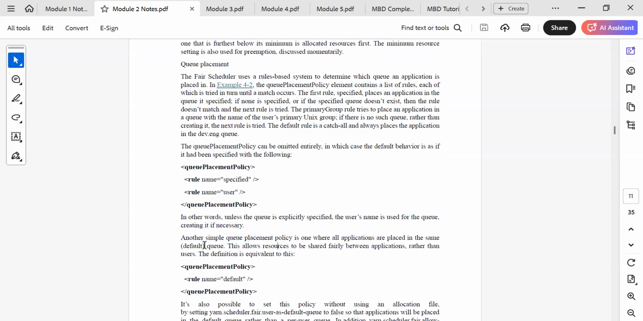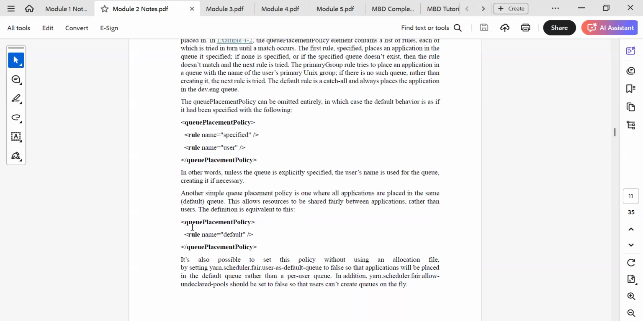Another simple queue placement policy is one where all applications are placed in the same default queue. This allows resources to be shared fairly between the applications rather than users. For that, you can see this XML code. It's also possible to set the policy without using an allocation file by setting yarn.scheduler.fair.user-as-default-queue to false, so that applications will be placed in the default queue rather than a per-user queue.